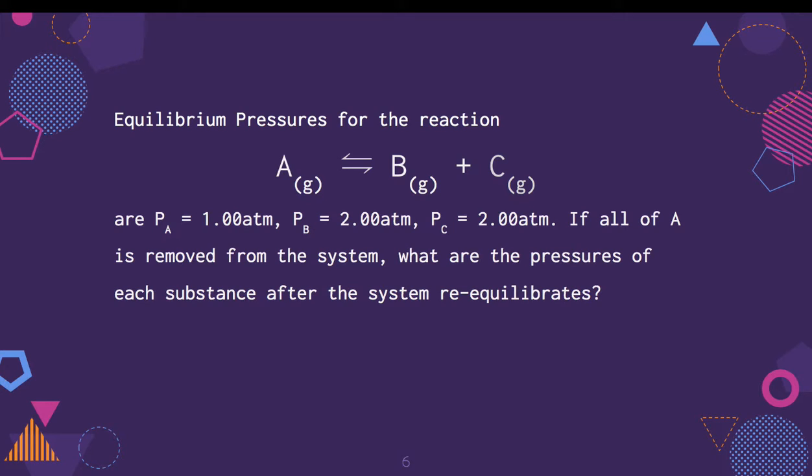So this is the second problem that we want you to solve, for the equilibrium pressures for the reaction. In this problem, it tells you that pressure A is 1 atm, pressure B is 2 atm, and pressure C is 2 atm also. If all of A is removed from the system, what are the pressures of each substance after the system re-equilibrates? So pause the video right now and solve it for yourself.